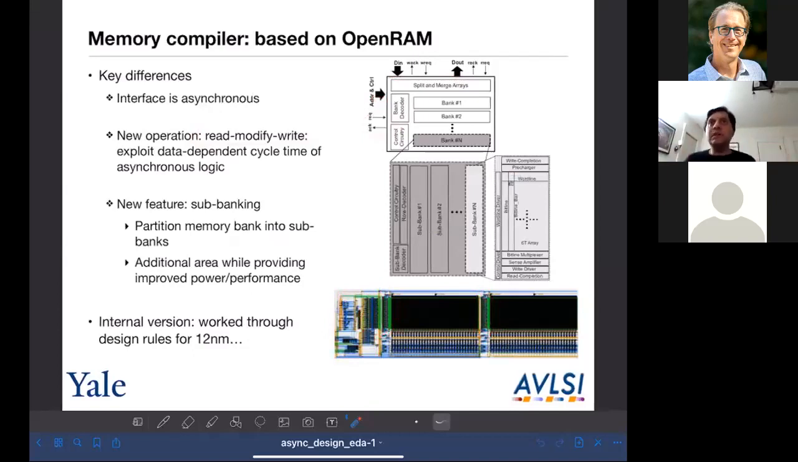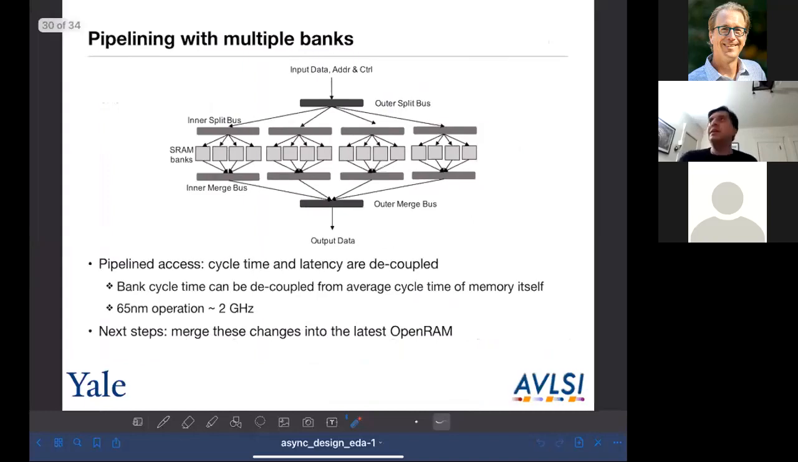We've actually gone through a lot of pain and suffering to work through all the design rules for 12 nanometer. That seems to be working now. So with this, we have a memory compiler we can use for our chips. I'm going to say one more thing about this, because it's a very interesting feature of this memory.